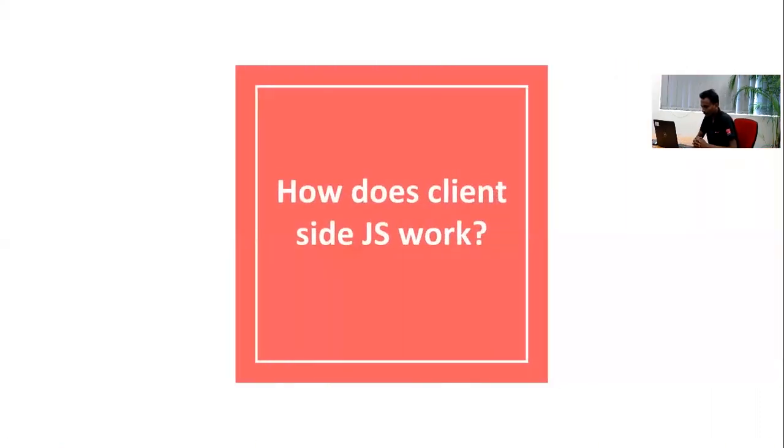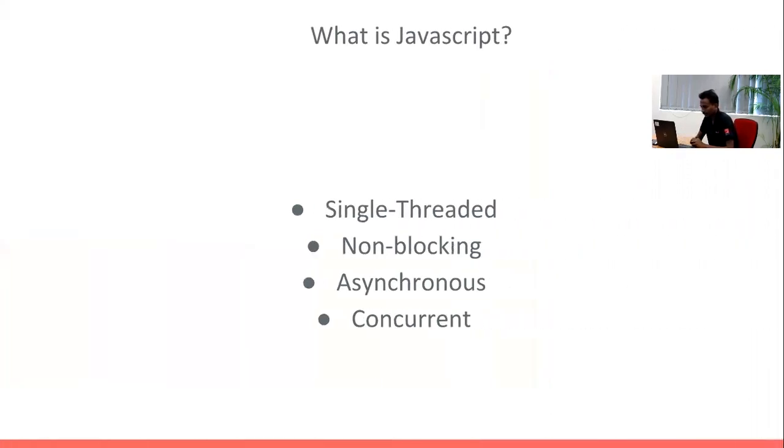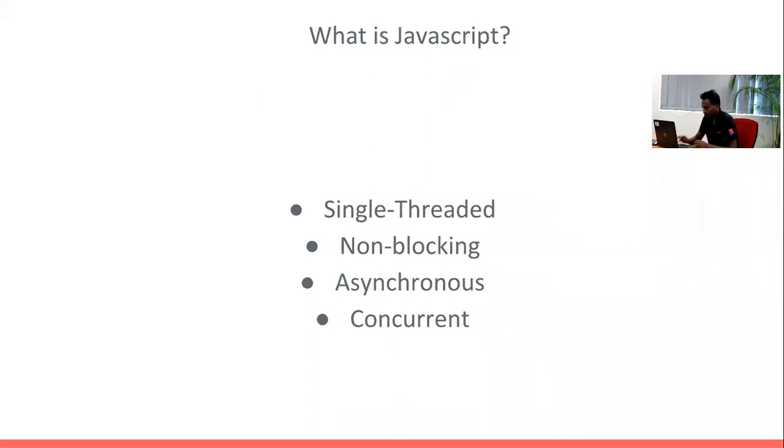So let's kickstart. If we look at how client-side JavaScript works, we first need to understand what makes JavaScript as a whole. So let's figure that out. What is JavaScript? JavaScript is basically a single-threaded, non-blocking, asynchronous, and concurrent programming language. Let's keep that in mind and move forward.